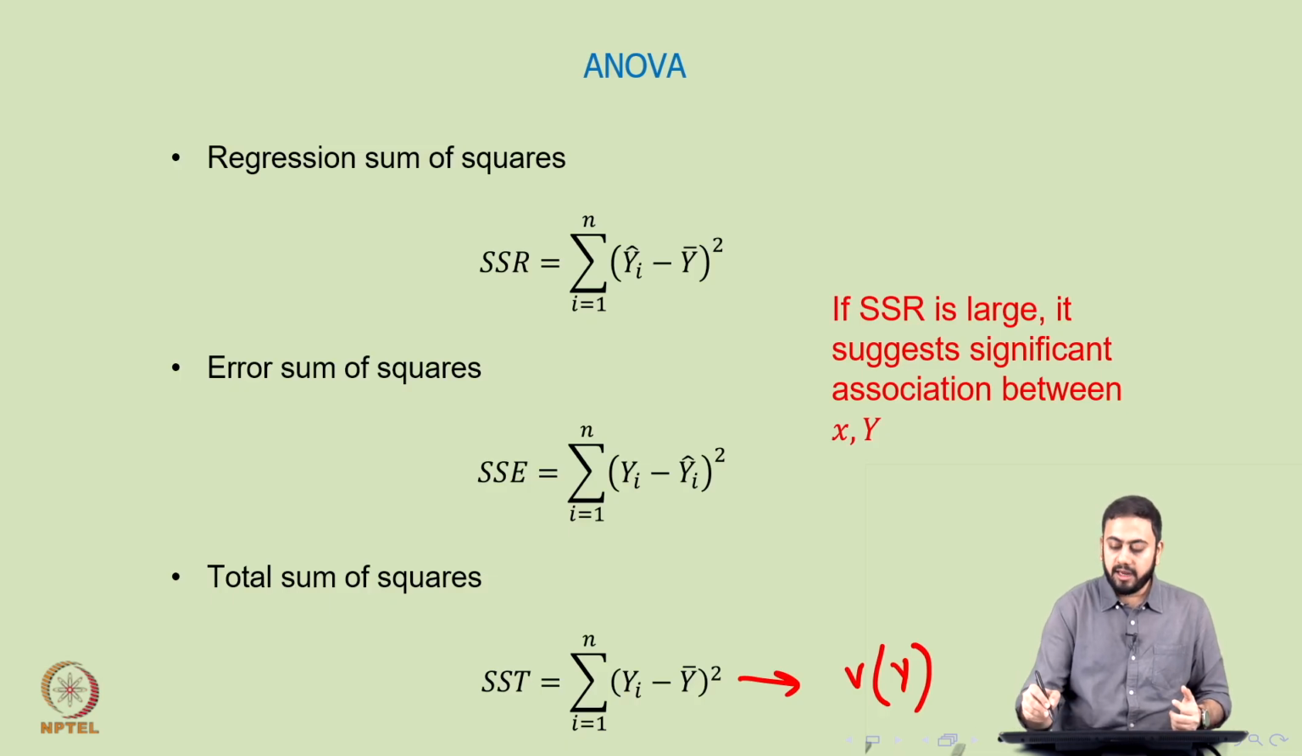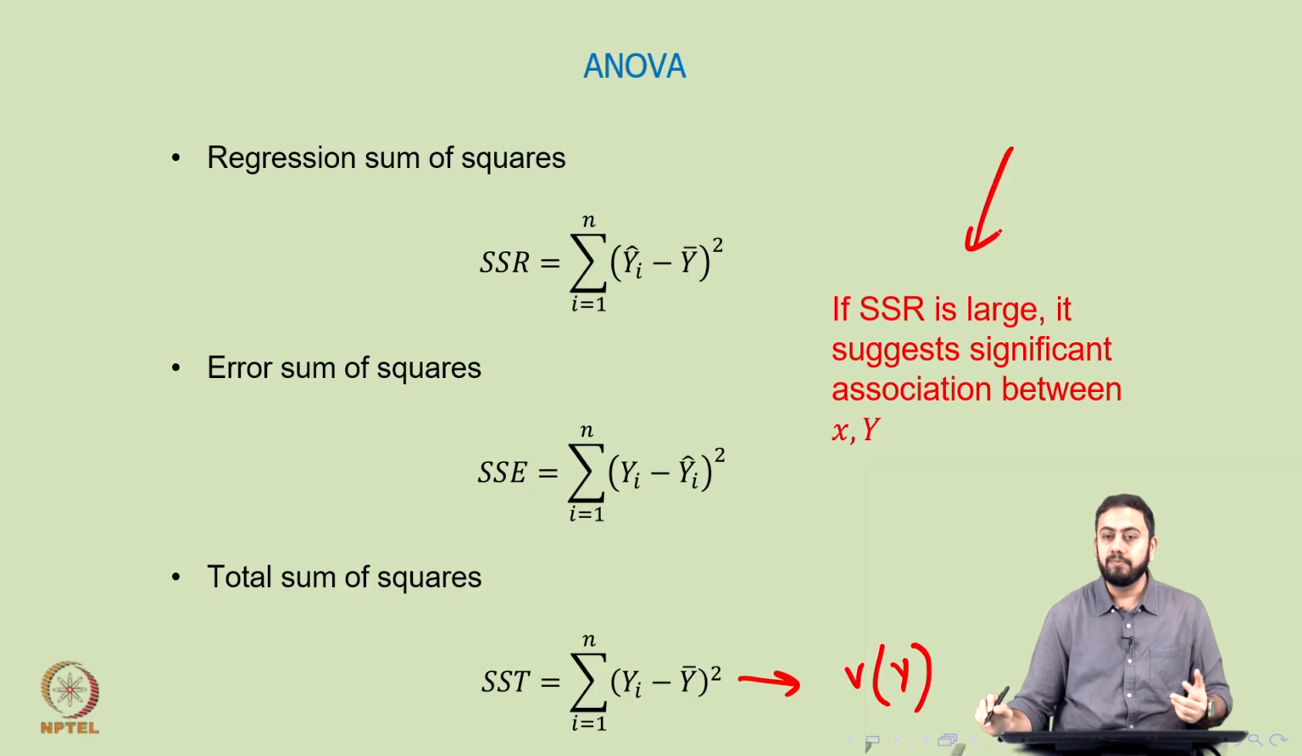One very important point to note is that if SSR is large, it suggests significant association between x and y. If SSR is a large component, naturally your R square would also be close to 1, because R square is nothing but SSR by SST. So when you construct that ratio SSR by SST, if the SSR component itself is large, it suggests a significant association between x and y, your fit is good, and so forth.